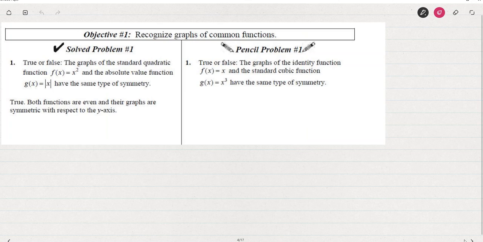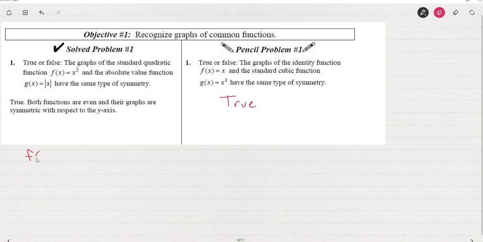Let's start out with a true-false question. True or false? The graph of the identity function, f of x equals x, and the standard cubic function, g of x equals x cubed, have the same type of symmetry. The answer to that question is true. They're both symmetric about the origin. Let me show you that.